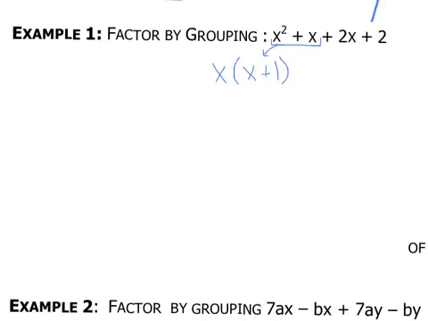Does everybody see that so far? Okay, then I take the last 2 terms. So 2x plus 2. What can I divide out of 2x and 2? 2. So is it positive or negative? Positive. So I'm going to put plus 2. And then if I divide a 2 into both of those pieces, 2x divided by 2 is x. And 2 divided by 2 is plus 1. Okay. Now, how many terms do you have?